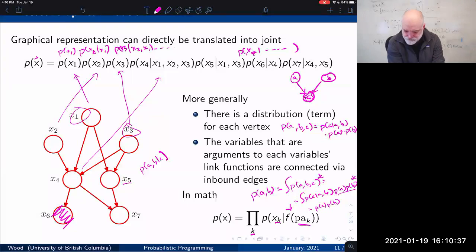Okay. Is that clear enough, or do I need to do more? I'm looking for faces. Everybody looks bored, horrified. Okay.